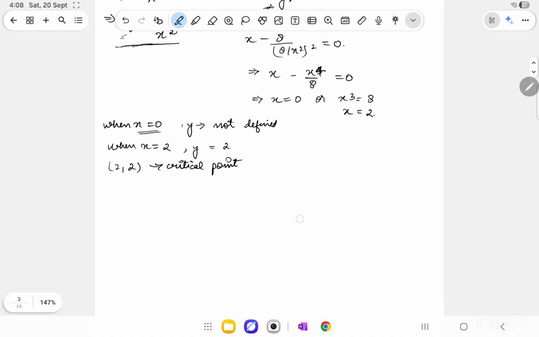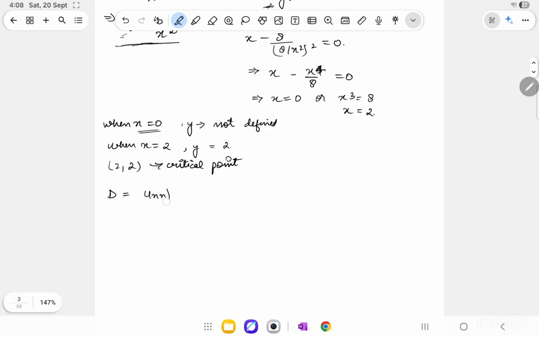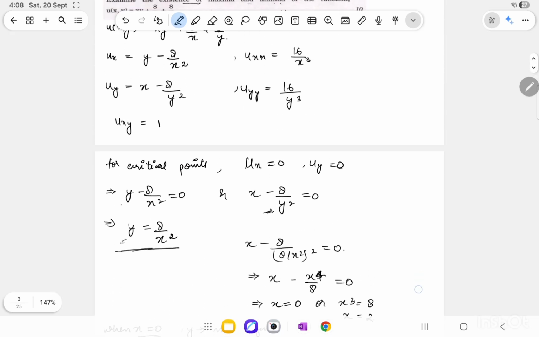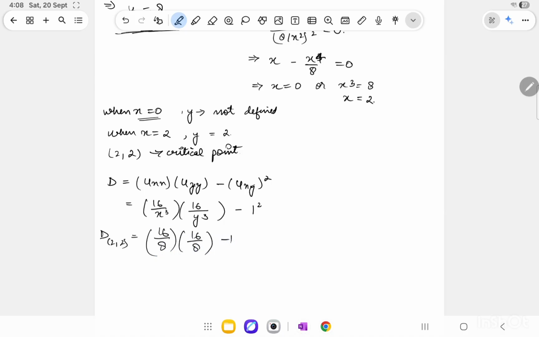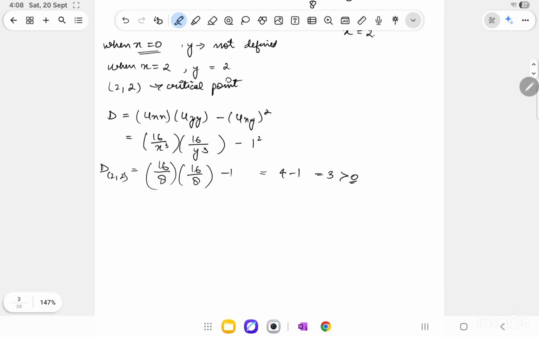Now let's resort to finding D, that is basically uxx into uyy minus uxy square, which equals 16 by x cube into 16 by y cube minus uxy, 1 square. At 2 comma 2, D will be 16 by 8 into 16 by 8 minus 1, that is 4 minus 1 equals 3, and this is greater than 0. So we can say that at 2 comma 2, u(x, y) has an extrema point.